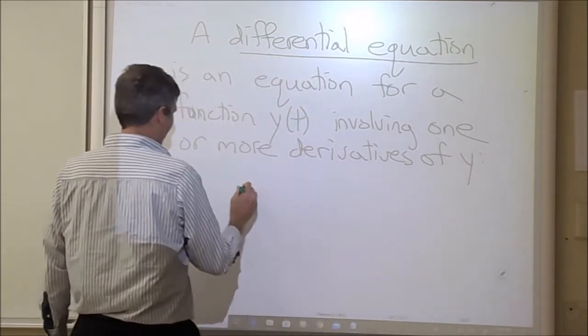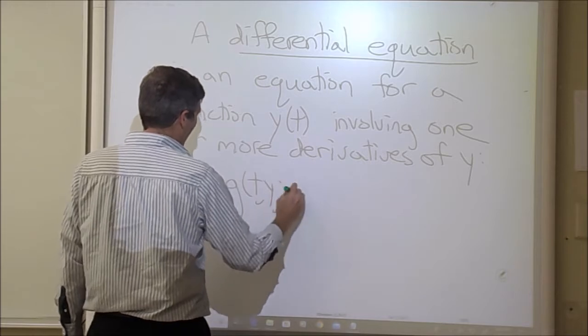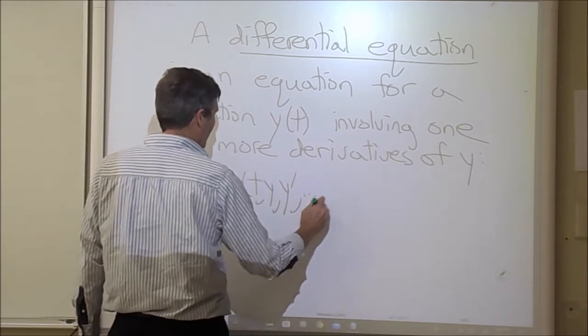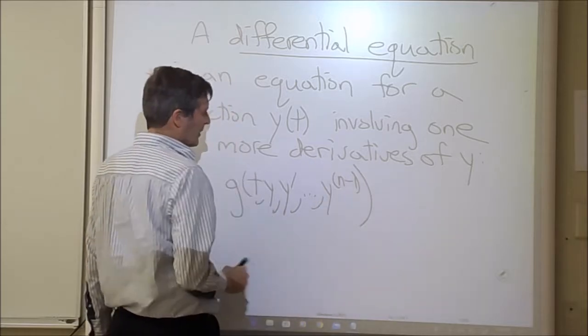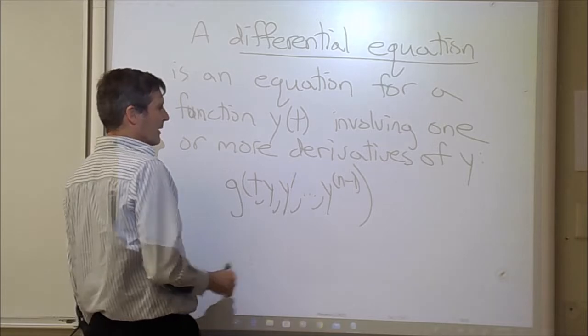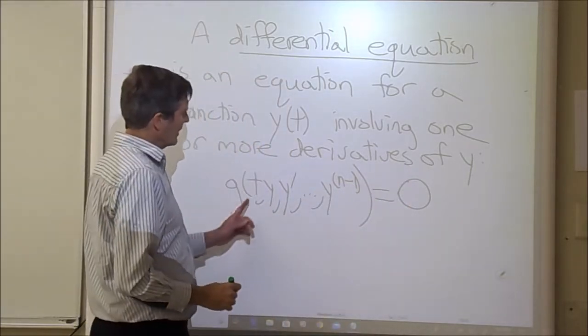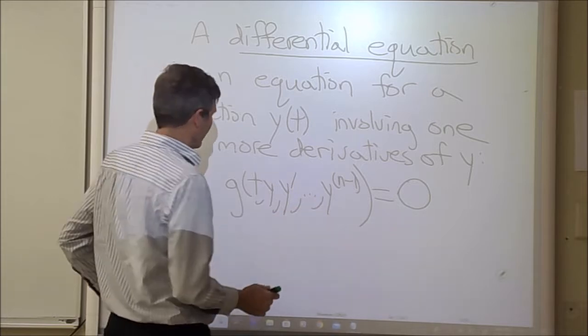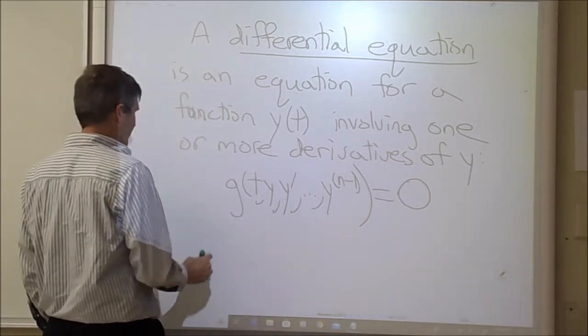Such as a function of t, y, y prime through y^(n-1), meaning the n minus first derivative of y. We can't make n minus 1 hash marks there. Equals 0. This is an arbitrary equation involving t, y, and some of the derivatives. If it involves at least one derivative of y, then we call it a differential equation.